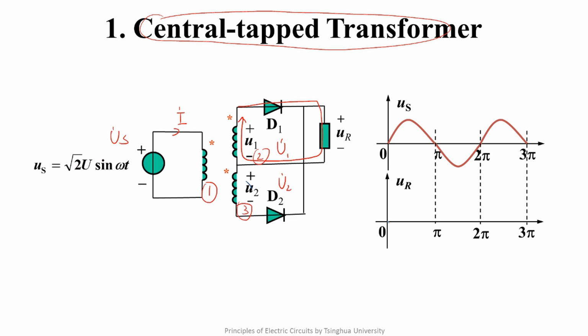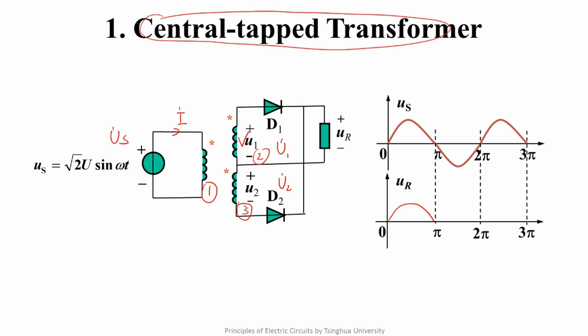We assume that D1 is the ideal diode. Then the load will obtain the voltage the same as the power supply. It's like this. Next, we look at the half cycle when the power supply voltage is negative. There will be the inductive voltage on U1 and U2 at this time. If U1 can be circulated, it must be in this direction. Due to the one-way conductivity of D1 it is unfeasible.